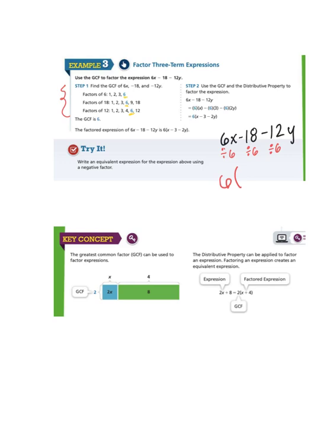6 divided by 6 is 1x, or just x, minus, don't forget to write the proper sign in. Bring your sign down the exact way it's written in your problem. 18 divided by 6 is 3. 12 divided by 6 is indeed 2y. And that's it. That's exactly what you have to do to factor an expression.